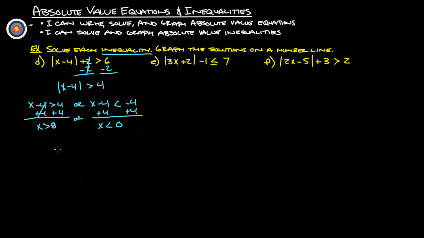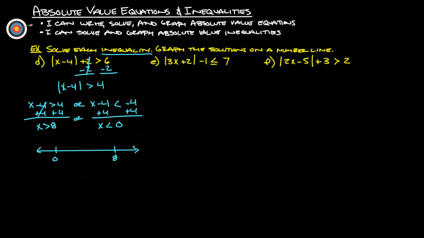Okay, so to graph this on a number line, you simply can do this. I like to put my smallest one on the left, biggest one on the right. Got our little arrows here. X has got to be greater than 8. So greater than, but not equal to.